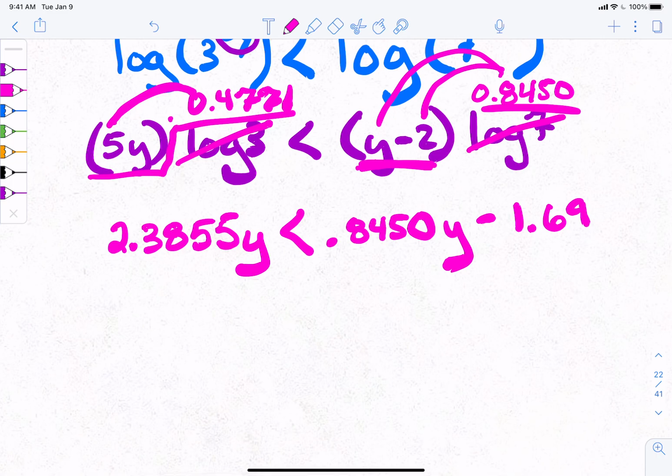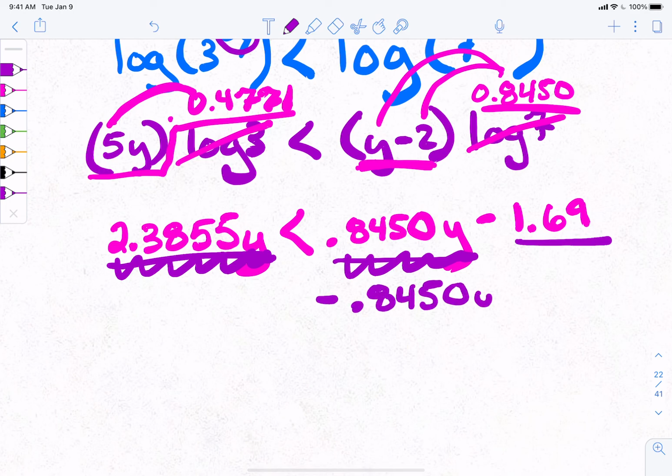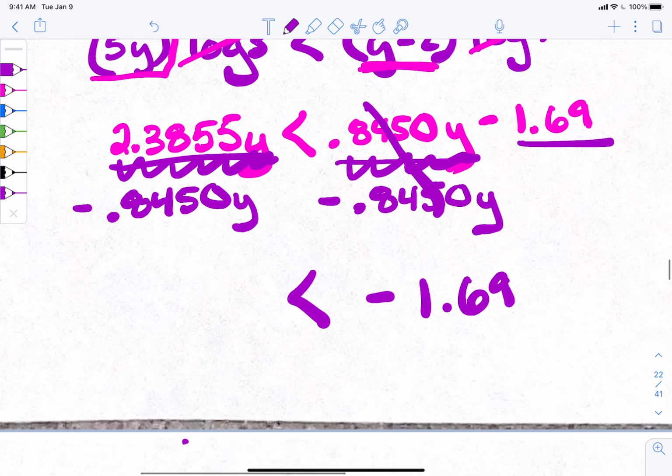Now we've got some decimal numbers, but this is just basic algebra. I have 3 pieces. Two of them have y's, this one and this one, and I want to get them together. I want to subtract the 0.8450. Move that over to here, minus 0.8450. Just like an algebra problem, but really ugly numbers. So it's gone on the right side. I've got negative 1.69 left over. And on this side, what's that decimal going to become? 1 point something.